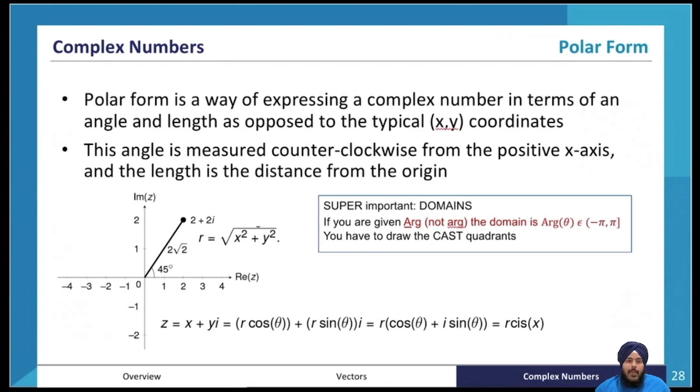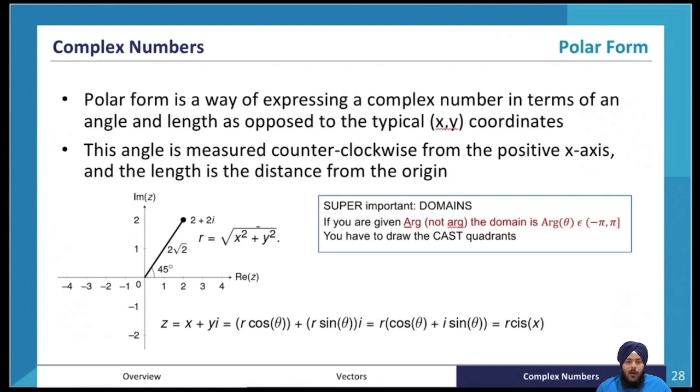The polar form is a way of expressing complex numbers that is different to the Cartesian representation. The Cartesian representation is what we're used to, so something plus i, the real and imaginary components. Polar form is a bit different, and the way that it's useful is that it uses the angle and the magnitude of the complex number. You can think of it like a vector. Complex numbers are very similar to vectors, and the thinking is very similar, but there are some minor, subtle differences.